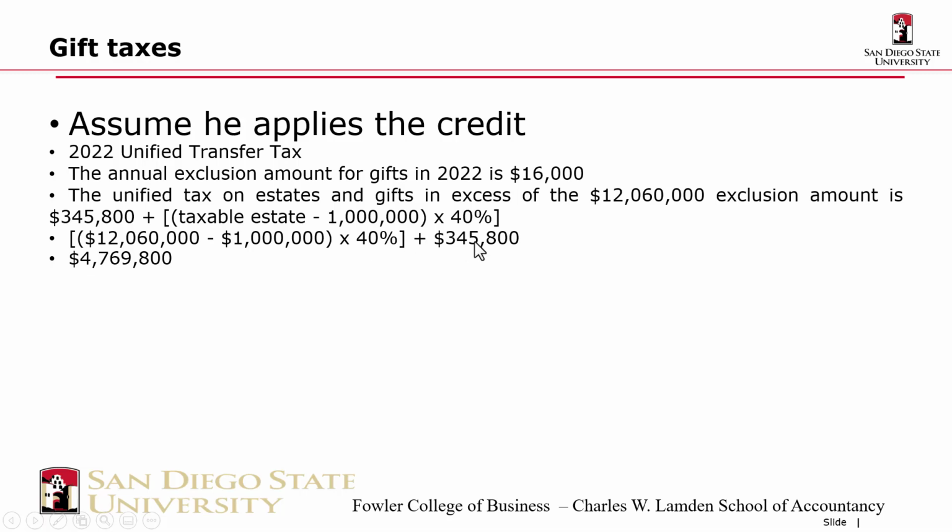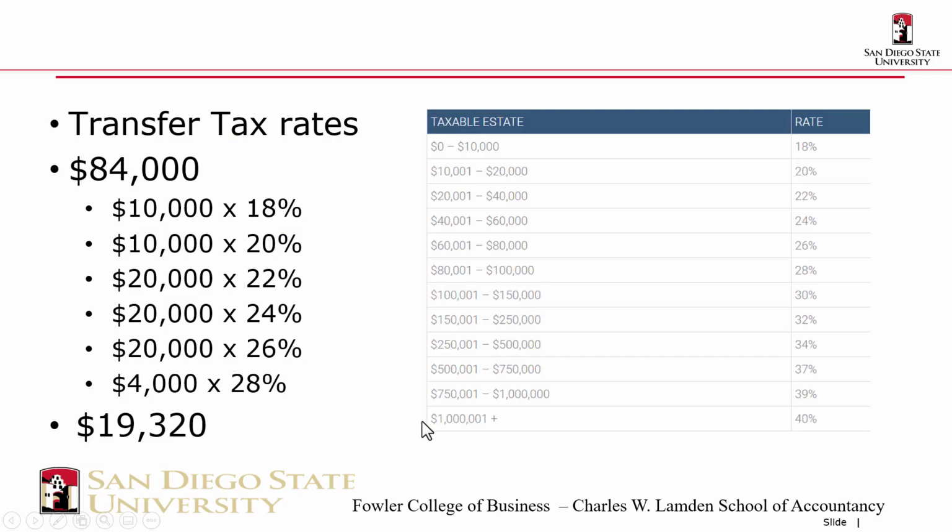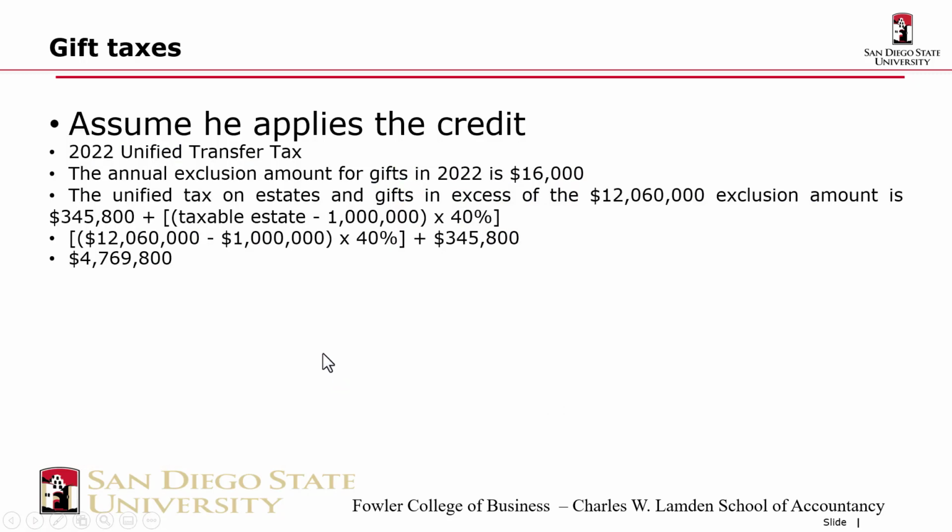Then we're going to add 345.8 to that amount. So what is 345.8? 345.8 is the cumulative total of all the taxes up to $1 million. If you were to drag that all the way out, do all the calculations like we've done on the left, except all the way up to $1 million, you would find that the tax is 345.8. Add those numbers together and you see that the unified credit for 2022 is $4,769,800.